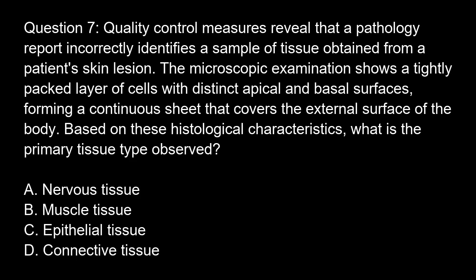Question 7. Quality control measures reveal that a pathology report incorrectly identifies a sample of tissue obtained from a patient's skin lesion. The microscopic examination shows a tightly packed layer of cells with distinct apical and basal surfaces, forming a continuous sheet that covers the external surface of the body. Based on these histological characteristics, what is the primary tissue type observed?